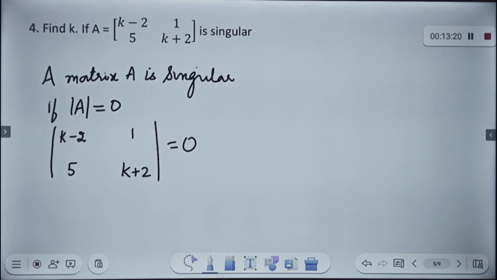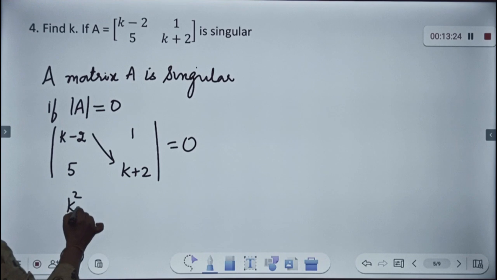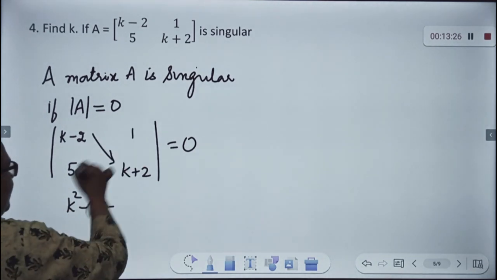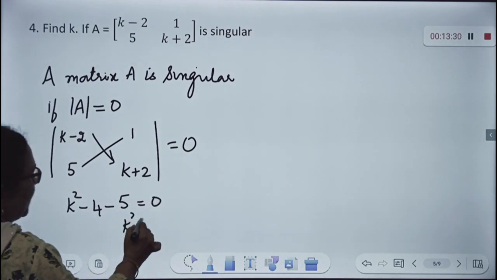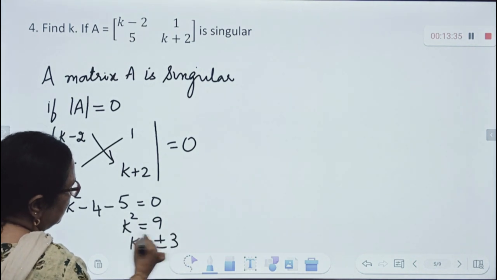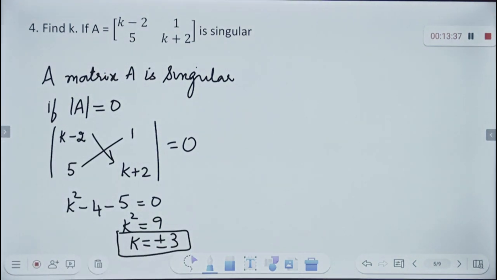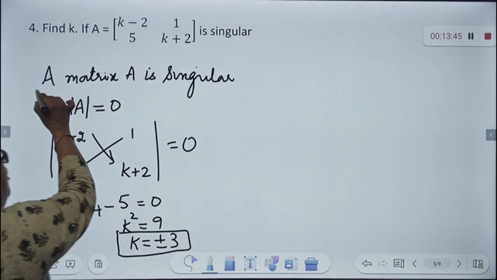How will you find the value of the determinant? K square minus 4 minus this minus 5 equal to 0. So K square equal to 9, K equal to plus or minus 3. So what is the value of K for which A is singular? When is a matrix singular? If its determinant value is 0. So this is an important definition.